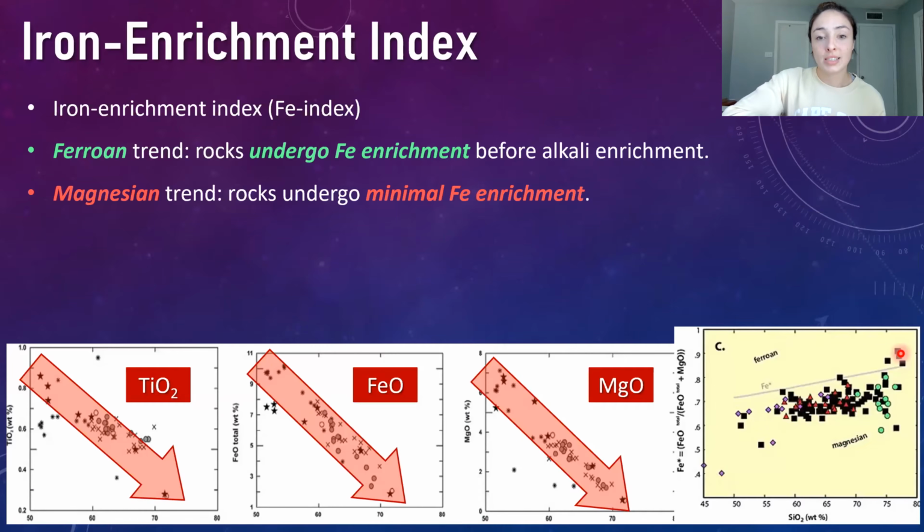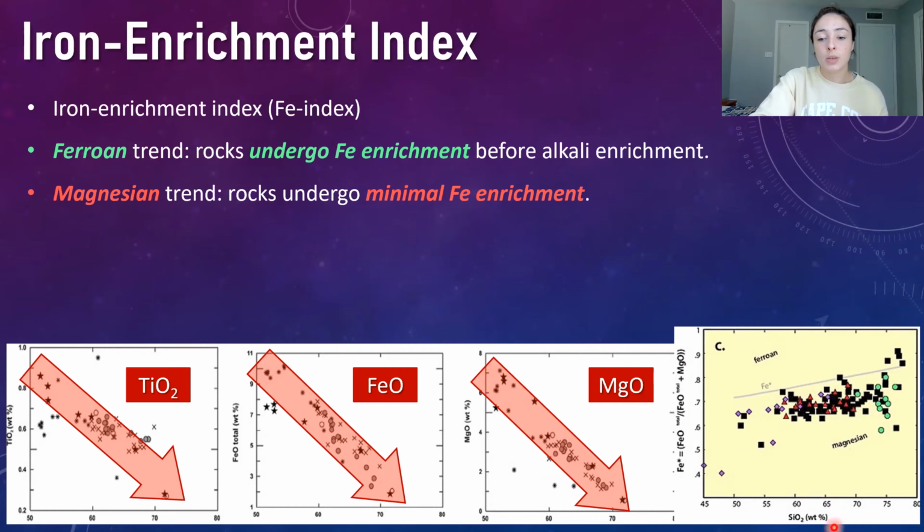We can also identify or understand the history or content of a rock based on its iron enrichment. And this is the iron enrichment index. The iron enrichment index can show whether a rock has undergone, or basically a magma chamber has undergone, a ferroan trend or a magnesian trend. This just means that in the case of the ferroan trend, the rocks undergo iron enrichment before alkali enrichment in terms of what's crystallizing from the melt. And in the magnesian trend, the rocks basically just undergo minimal iron enrichment.